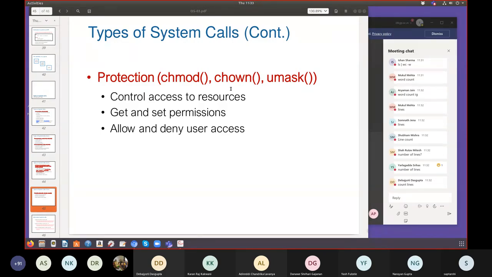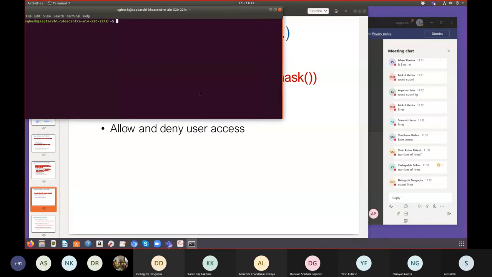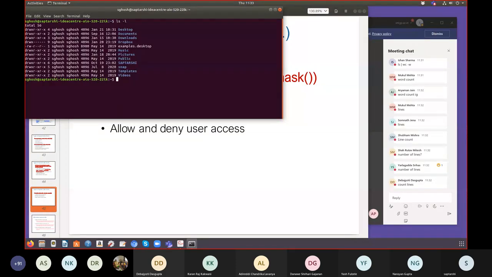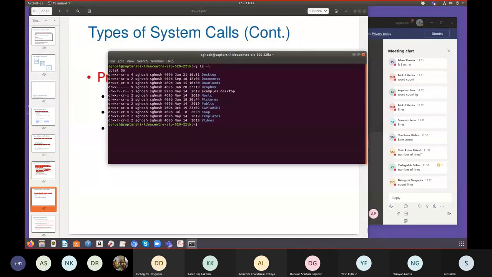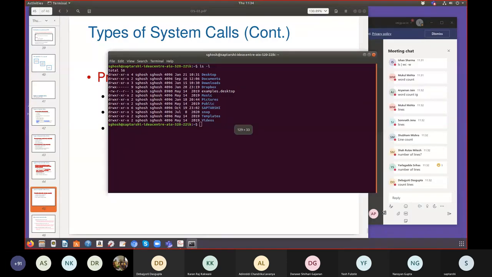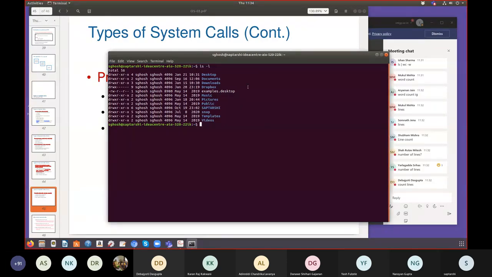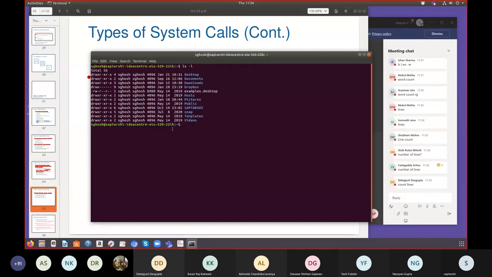So again, if I open up this shell and do an ls -l, this gives a lot of details about the files. Can you see this? Is it readable? What is written in this shell? Yes, sir.